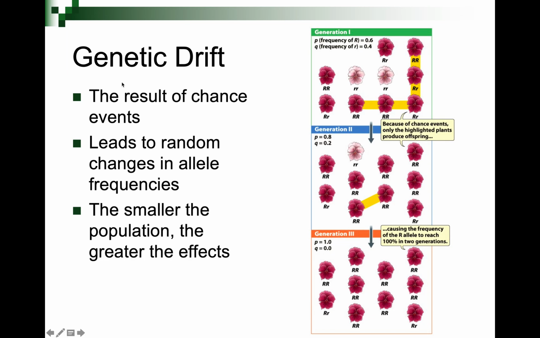Genetic drift is another one. This is the result of a chance event. So just remember, genetic drift, chance event. It leads to random changes in allele frequencies, and we really mean random. These are things that you wouldn't expect. And generally, the smaller the population, the greater the effect of genetic drift. So what I want you to do is hit the pause button and just work through this figure by yourself or with whoever's around you, and see if you can make sense of the genetic drift at work here.